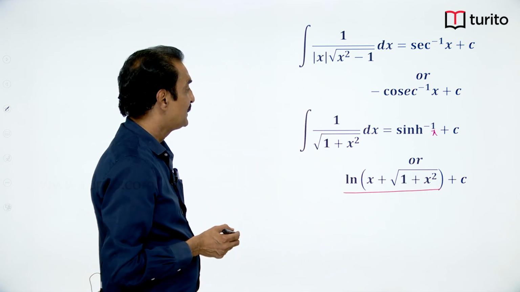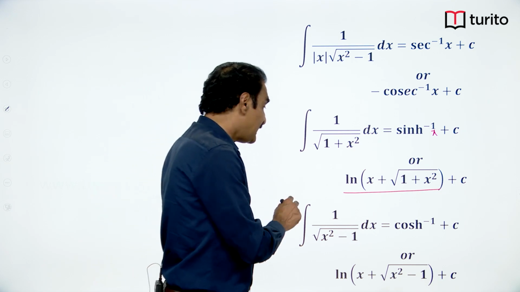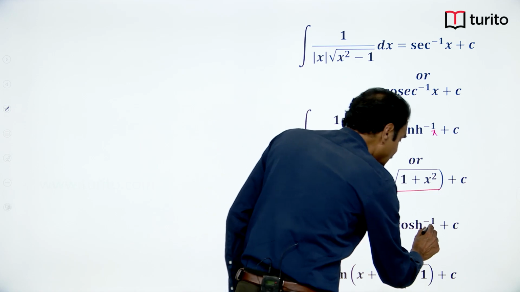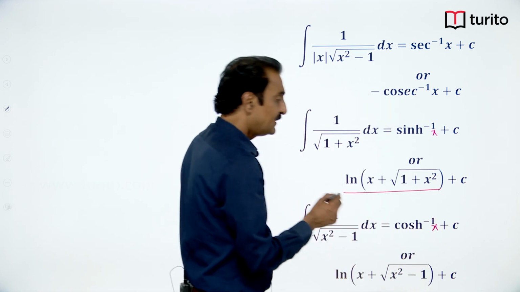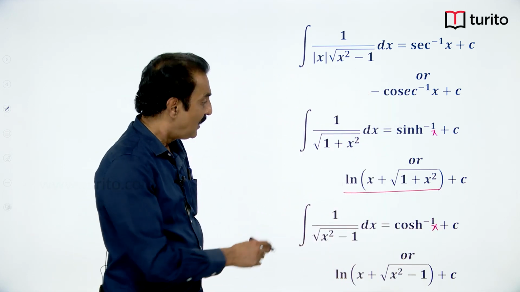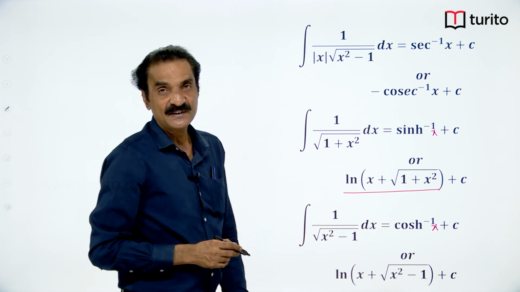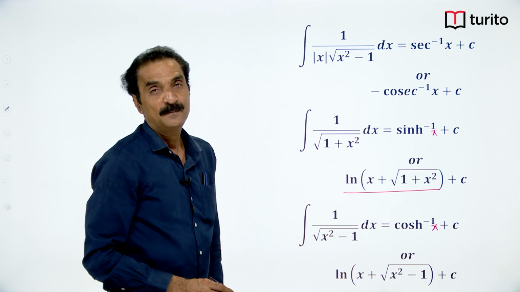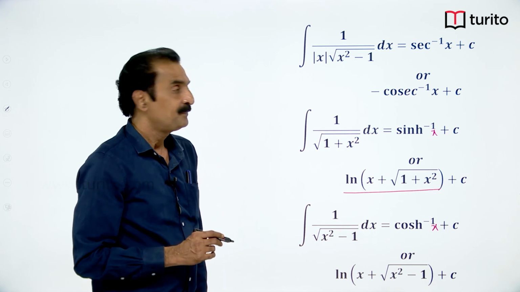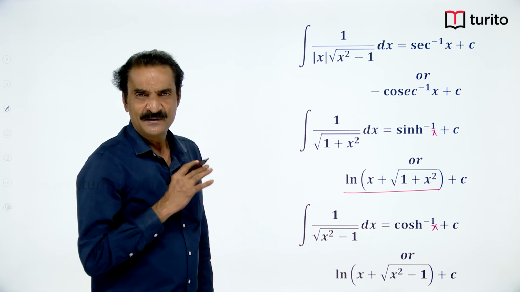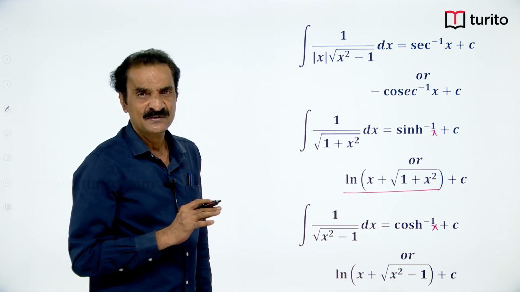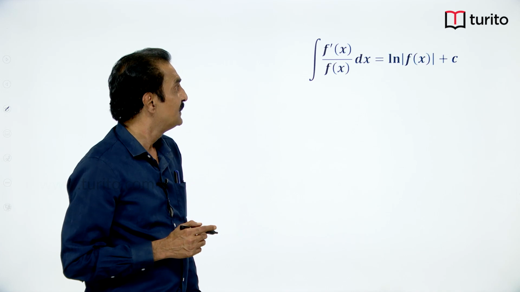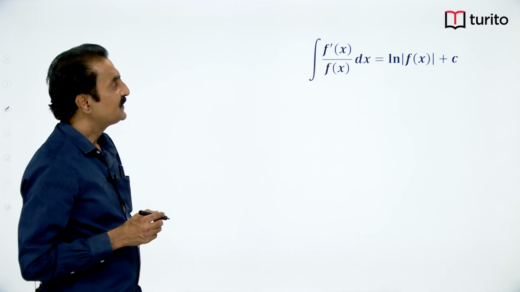Next, the integral of 1 by root x square minus 1 dx is cos h inverse x plus c, or cos h inverse x is ln of x plus root x square minus 1 plus c. Okay. And all of you must be thorough in all these basic integrals or standard integrals, then only we can proceed further. Now, some more results.